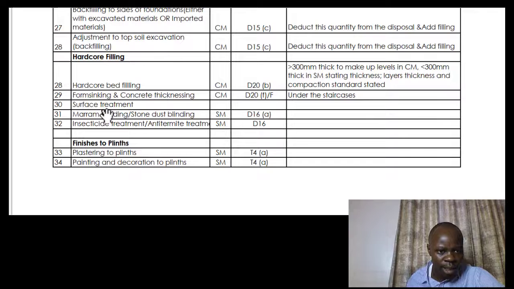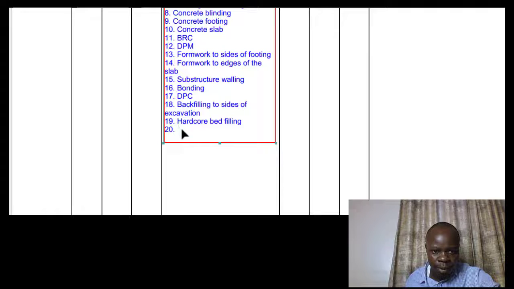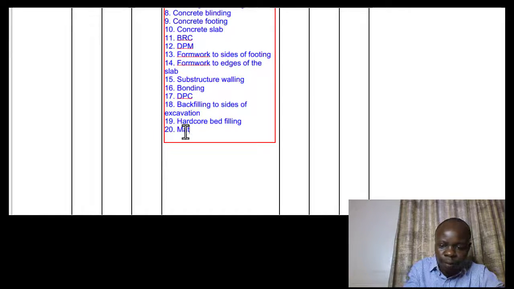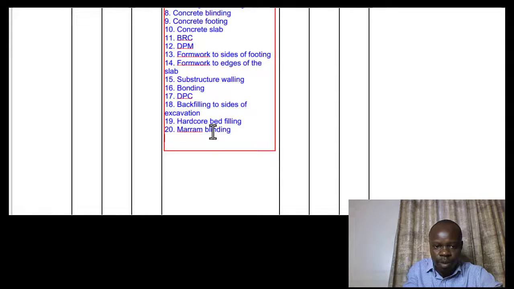Now we leave that side. Then we go to surface treatment. That is talking about maram blinding and then insecticide treatment. We'll cover maram blinding, and then we'll also cover insecticide treatment.